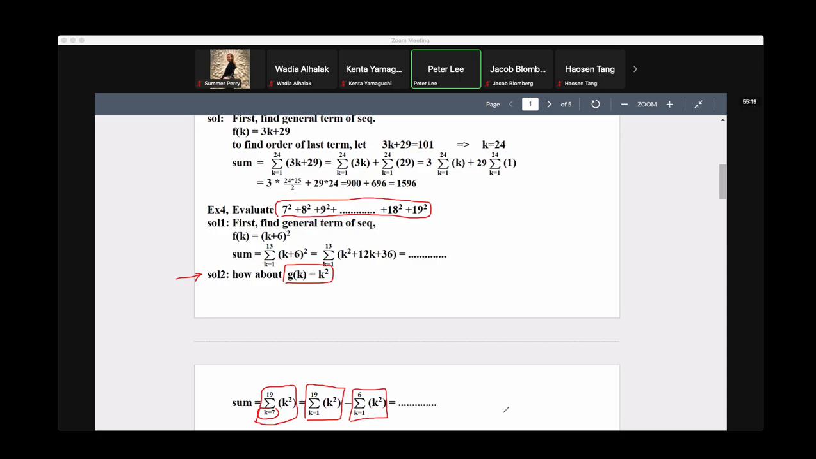So solution 1 is the standard method. Solution 2 is not so standard, but sometimes you do have an easier, simpler solution. So if you find the simpler solution, then that's good.